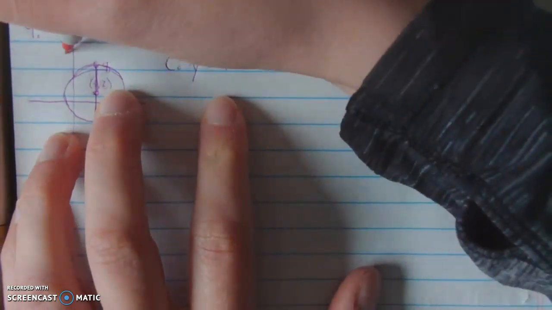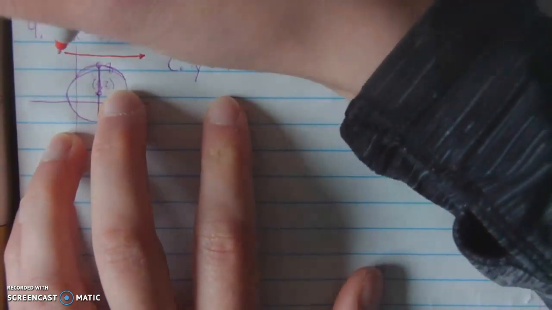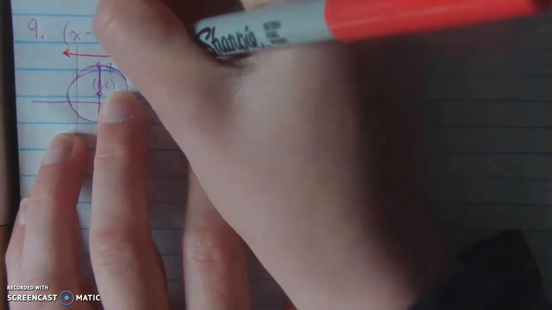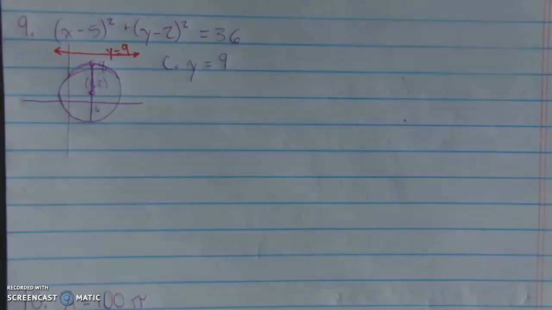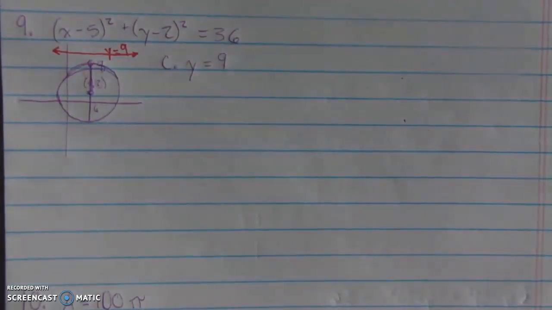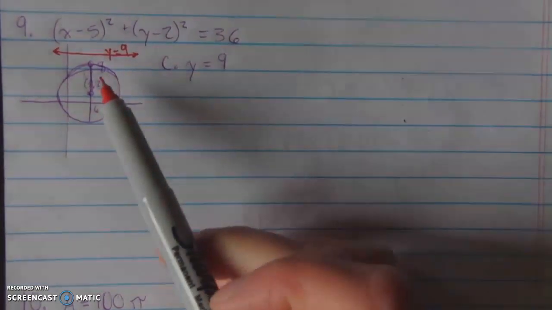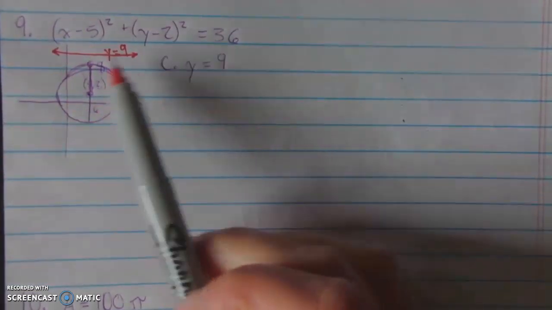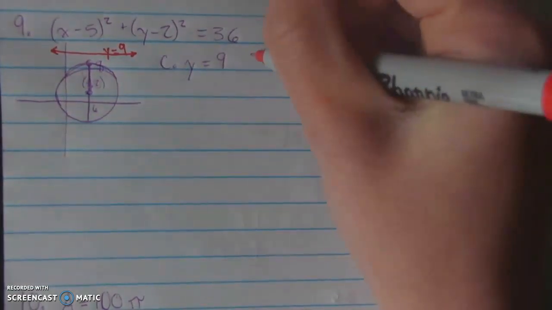And if this has its highest point at 8 and y equals 9 is here, you can see that these two things share no points in common. In fact, that's the answer, and you could stop right here, realizing that the line that you sketch in for y equals 9 will never intersect with the circle. So the answer is no solution.